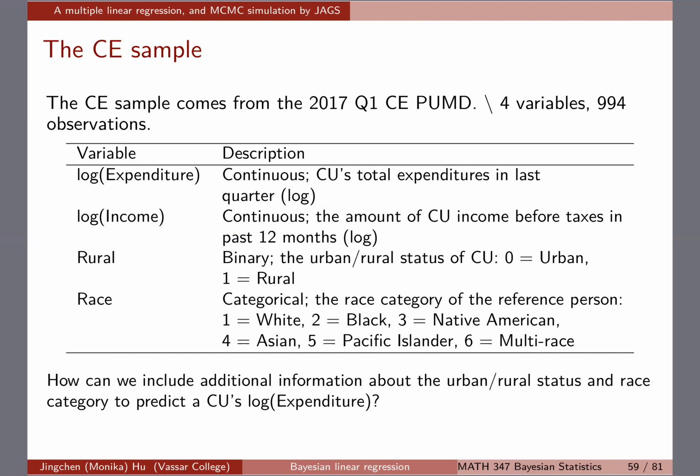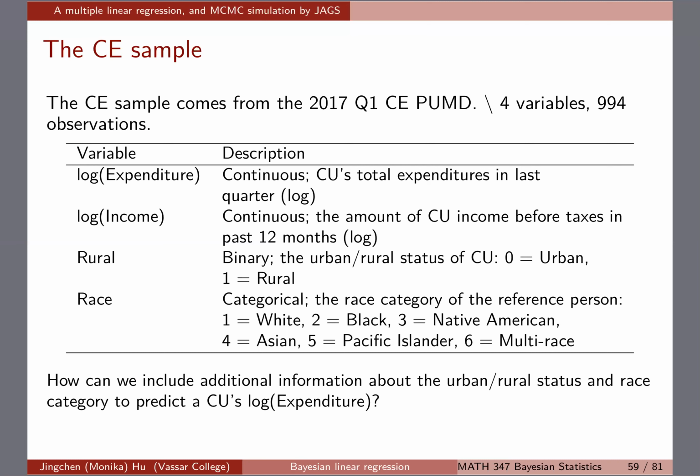But in the same data set, there's this rural variable, which is binary. It's the rural-urban status of the consumer unit. If it's 0, it's urban. If it's 1, it's rural. Also, we have this race variable, which is categorical. What we mean is that you can have more than 2 categories, and in this case there is no particular order among these categories. So we call it an unordered categorical variable.